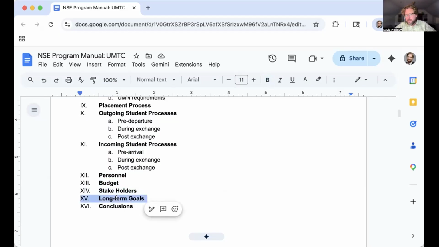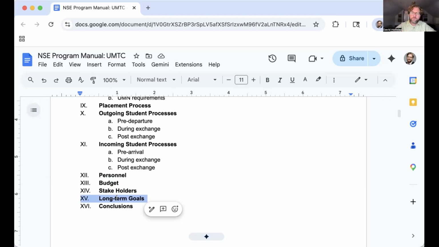The other thing I'm doing, and this is just for myself, is to set some long-term goals: how I want the NSE program to grow and evolve on my campus. I do have a solid NSE program, typically 80 to 100 outgoing students every year, and 15 to 25 incoming. But I actually think there's room for growth. I'd love to see more students participating in the program.